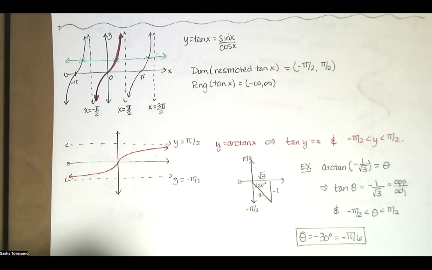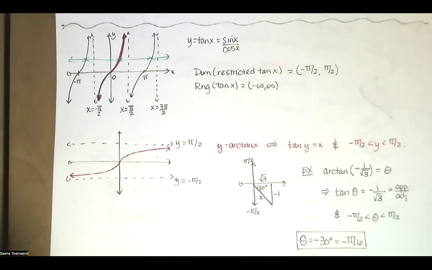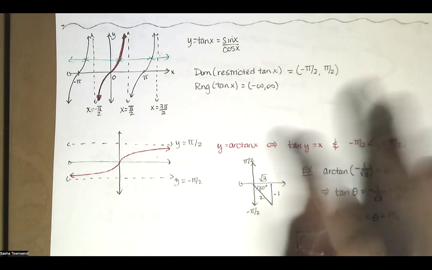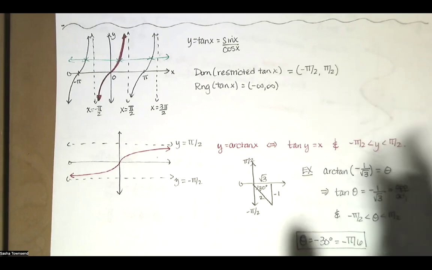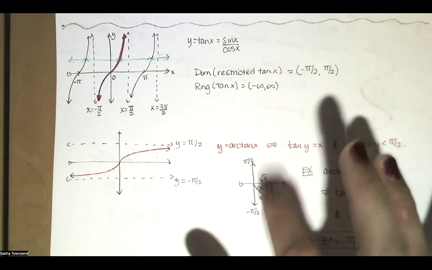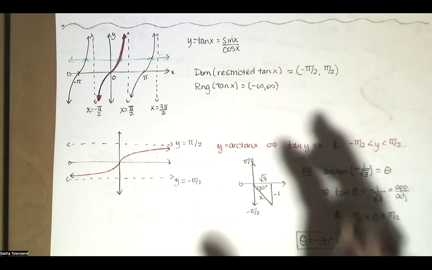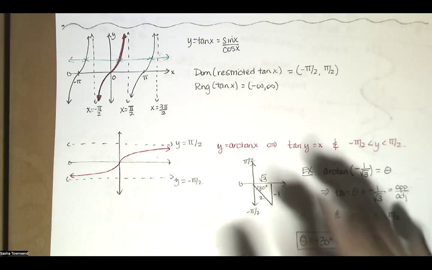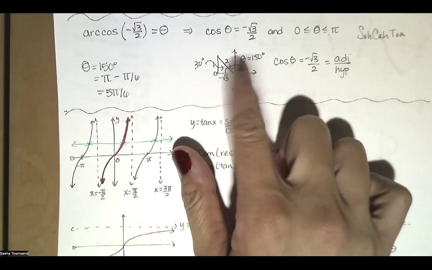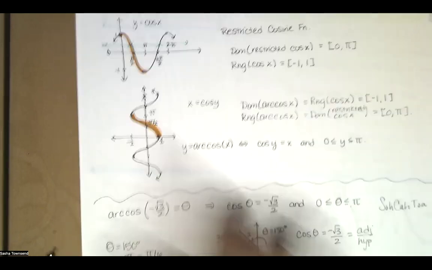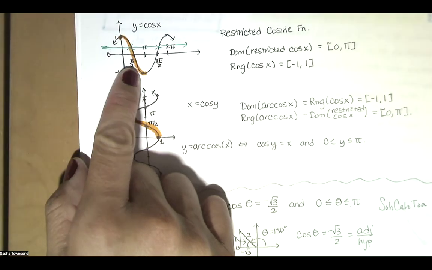All right, so that's our tangent. So notice, arctangent always gives us angles in quadrants 1 or 4. Arcsine also gives us angles in quadrants 1 and 4. And arccosine always gives us angles in quadrants 1 and 2, and that's because we chose this restriction from 0 to pi to start. Okay, so those are our first 3 trig functions and their inverses.